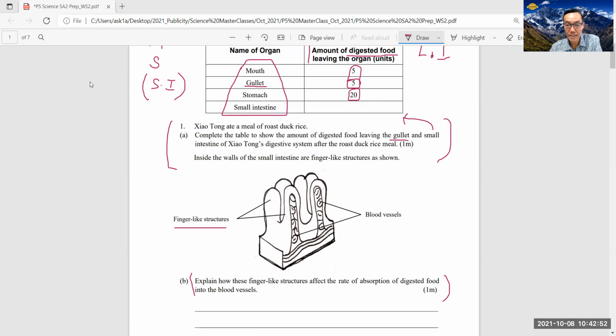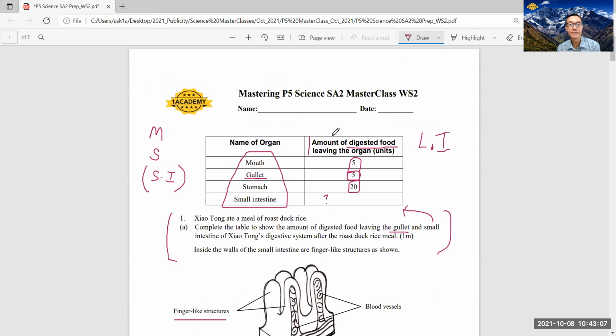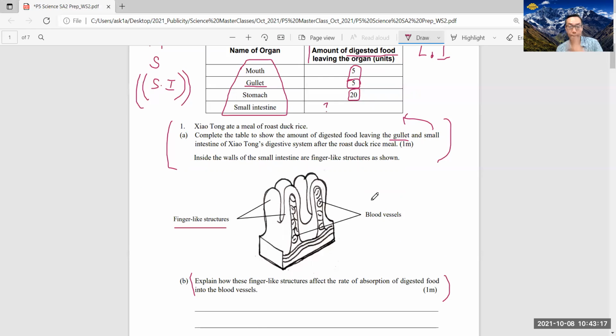Remember, they say amount of digested food leaving. So what is the number here? This part, question mark. What is the number here? Remember I told you the concept: digestion completes in the small intestine. So what is the number here? It's a very special number. Okay, can you type in the chat group? I want to see whether you understand this. What number is that?